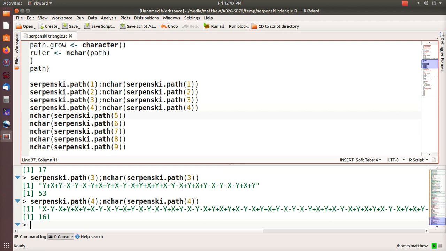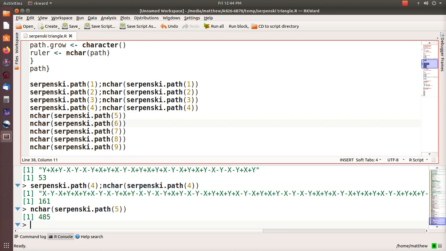And then at a depth of 4, we replace each of those sequences of x's and y's with the new pattern, and then it just grows and grows. I'm not going to print them out each time because it grows pretty fast. So here there's 485 characters.